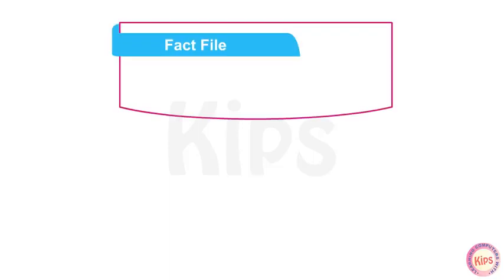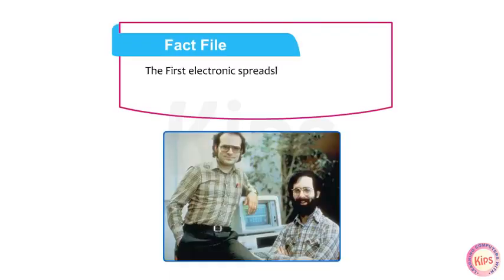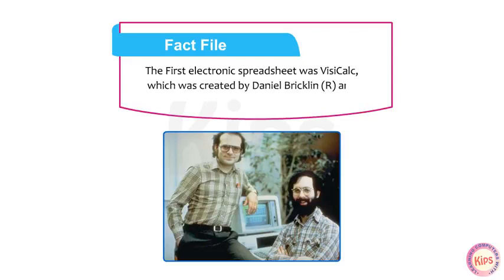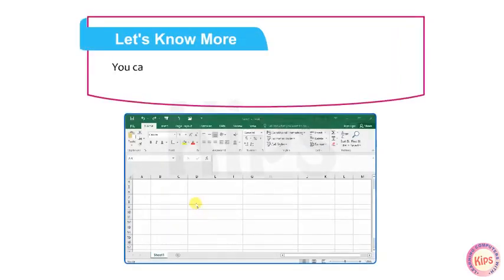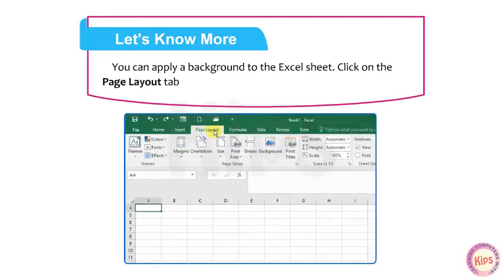Time for the fact file. The first electronic spreadsheet was VisiCalc, which was created by Daniel Bricklin, R. and Bob Frankston, L. in the early 1980s. Note the fact that you can apply a background to the Excel sheet. Click on the Page Layout tab. Then go to Background option in the Page Setup group.